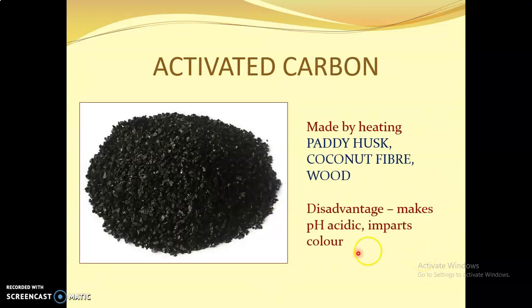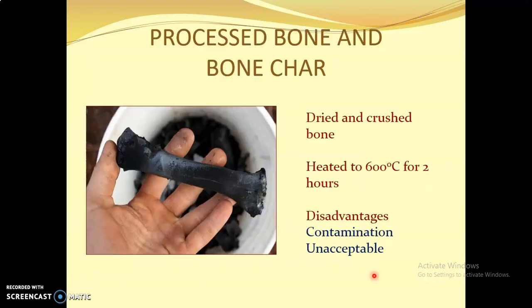The second is activated carbon. It is made by heating paddy husk, coconut fiber and wood. So the basic problem with activated carbon is it makes the pH acidic and imparts a color. So as you all know, this is already black in color. It imparts an unacceptable color to drinking water and makes the pH of water acidic. That is the disadvantage of activated carbon.